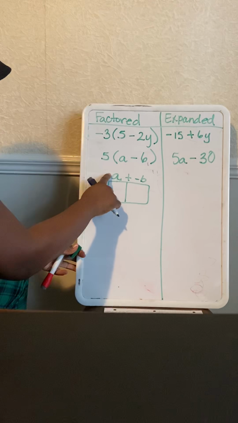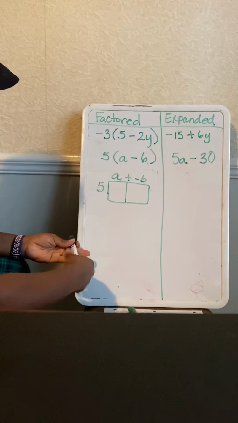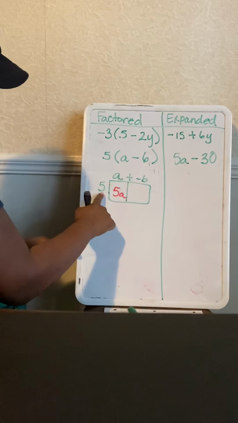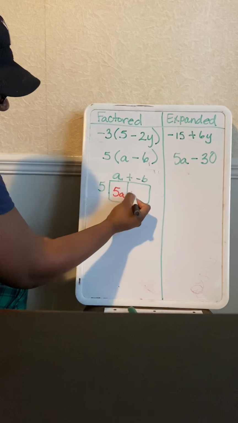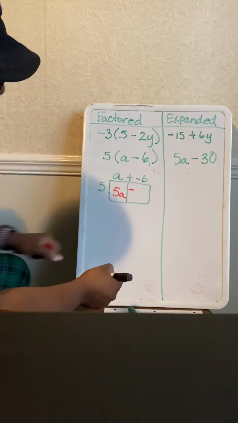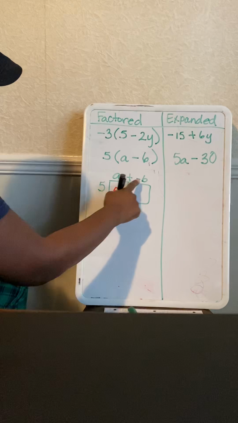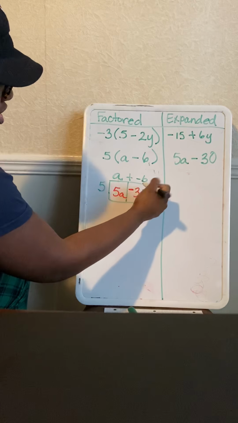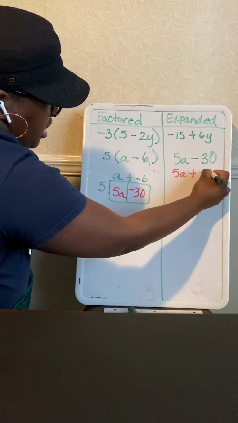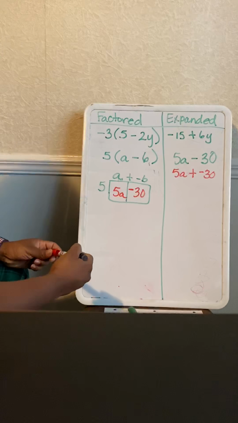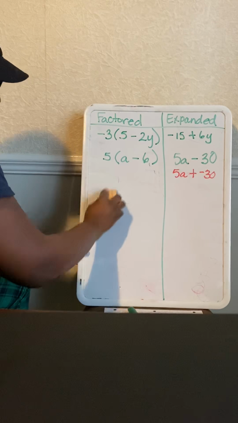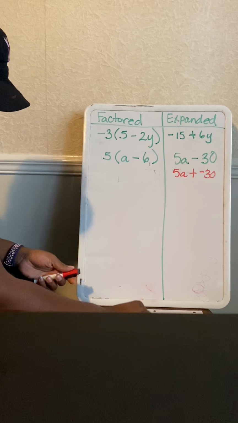And so 5 times a is 5a, which is how I got 5a. And a positive multiplied by a negative is a negative, which is why I have take away 30. So 5 times -6 is -30. So you can have this or 5a plus -30. All right, now, if you had that, then you are on your way. I'm going to do one of the more complex ones.